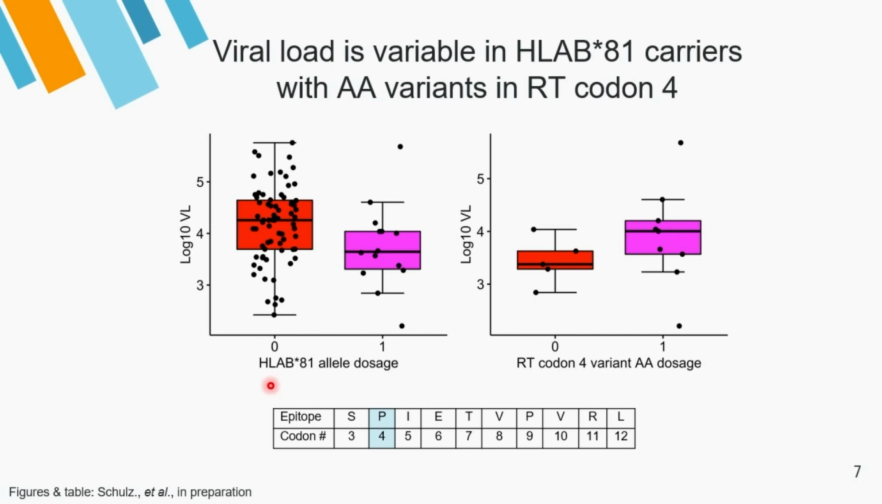I'll also note that this association between HLA-B81 and reverse transcriptase codon 4 has also been previously described, but reverse transcriptase codon 4 hasn't yet been optimally defined as an MHC ligand.